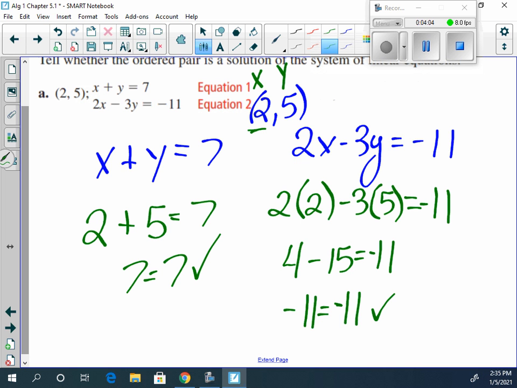Did it work for both equations? Well, yes. This point 2 comma 5 made both statements true. So is 2 comma 5 a solution for this system of equations? Yes, because it made both equations true. We're trying to find a point that will make both equations true. And that's it. Any questions on this here? Yes. So we're good to look at the next one.